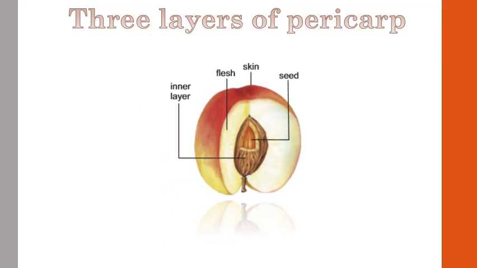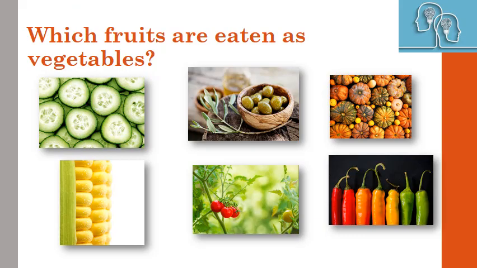So plants produce fruit to disperse their seeds. Plants do not produce flowers and fruits for us, but to protect and disperse their seeds. Now there is a question: which fruits are eaten as vegetables? In the world of food, there are many plants that most people consider vegetables but that are actually fruits. The most famous example is probably the tomato; pumpkin, ladyfinger and chili are some other fruits which are eaten as vegetables.